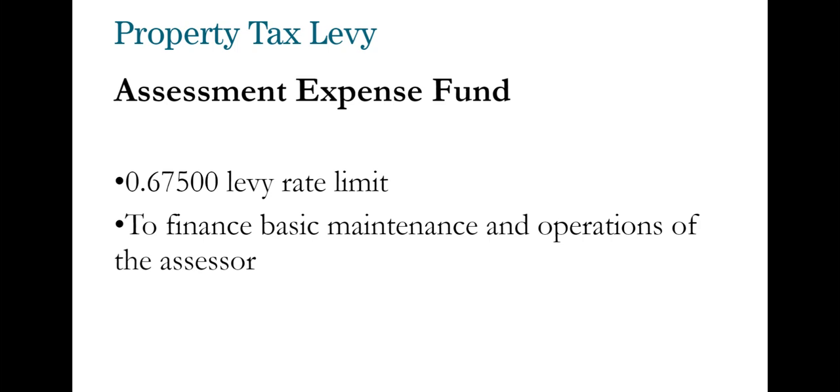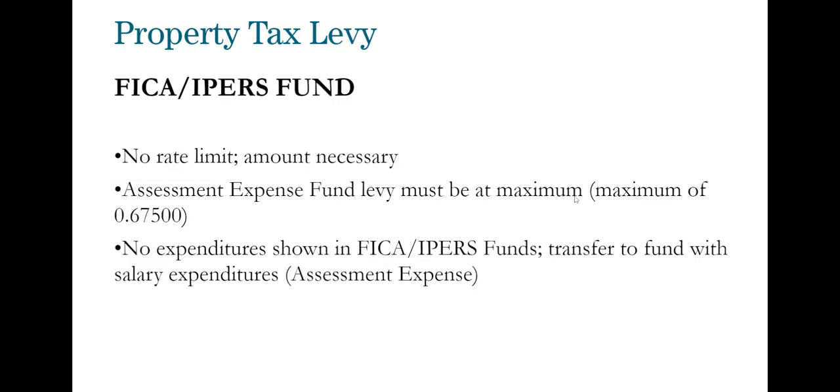The main one is the Assessment Expense Fund. This fund has a levy rate limit of 67.5 cents, and it is to finance the basic maintenance and operations of the assessor. In a sense, it is your general fund. It's where your general operations are managed and accounted for.